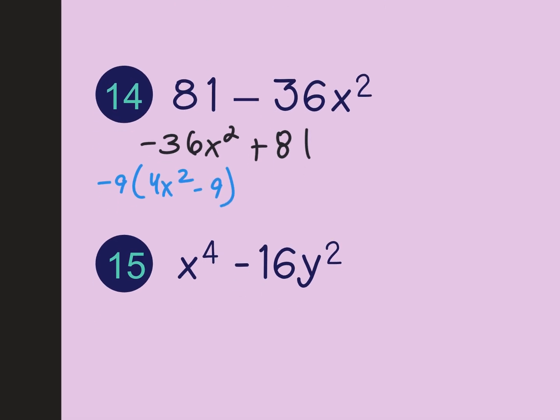Yes. So I have negative 9, and I have my two parentheses. What is going at the front of each parenthesis? 2x and 2x. What is going at the back of each parenthesis? 3 and 3. And what are the signs in the middle? Plus and minus. Good job, guys.